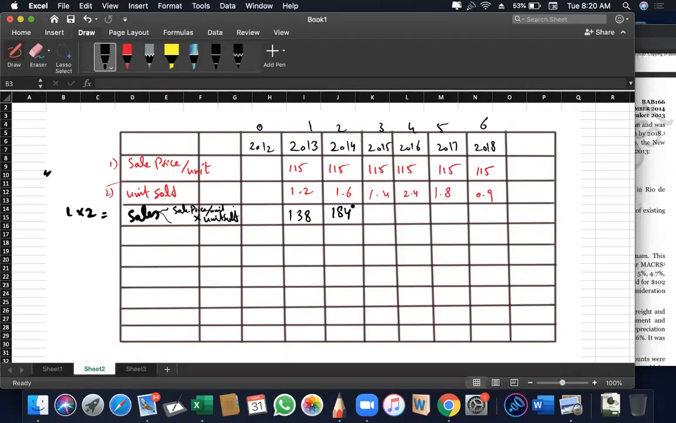1.4 multiplied by 115 is 161. 155 multiplied with 2.4 is 276. And what are your values? If you have calculated, it is 103.5, and it is 1.5 into 115.